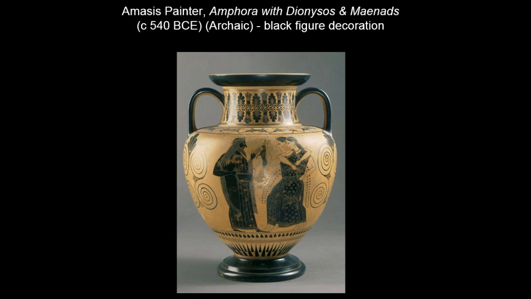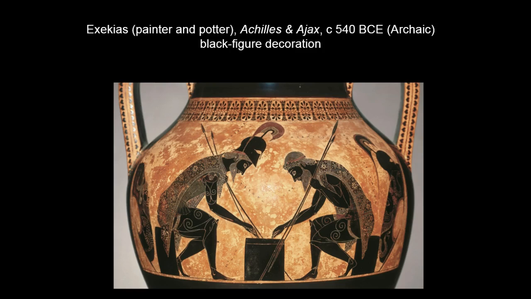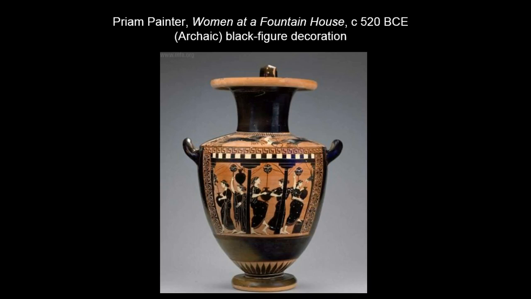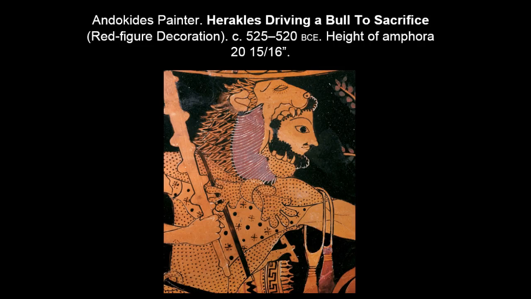Vase painters continue to use black figure decoration, as in the Dionysus with Maenads and Achilles and Ajax playing a game. You can see here. In the Archaic period, they added another technique to their repertoire, red figure decoration. In the red figure technique, the process is reversed. The negative shapes of the background are painted with the black slip, like you can see here, while the positive shapes, or the figures, are left in the buff color of the red fired clay.